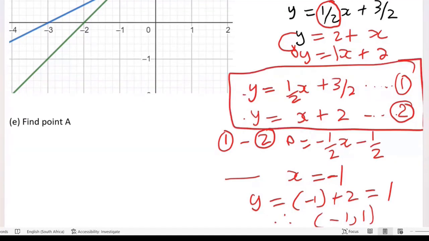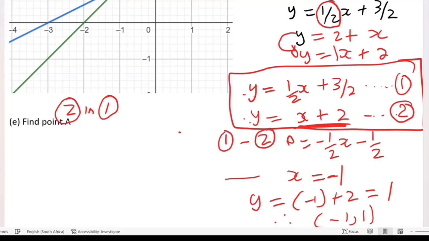Substitution method is saying take any one and substitute it into the other. Okay. It is advisable to take the one which looks simpler and substitute it into the one that looks a little bit complicated. So now here we can take 2 and substitute it in 1. Okay, so now this is your y. This is saying y is equal to x plus 2.